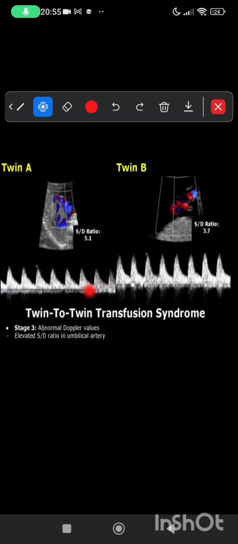So this high resistance happens especially with the donor or the recipient? Both? Donor, because the donor is the one who is giving, not receiving. Yes, the donor shows high resistance. So it specifically happens with the donor. Okay.